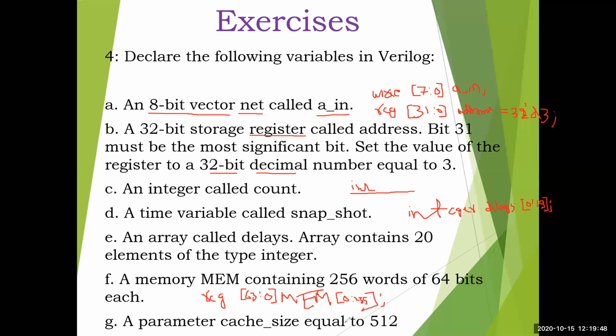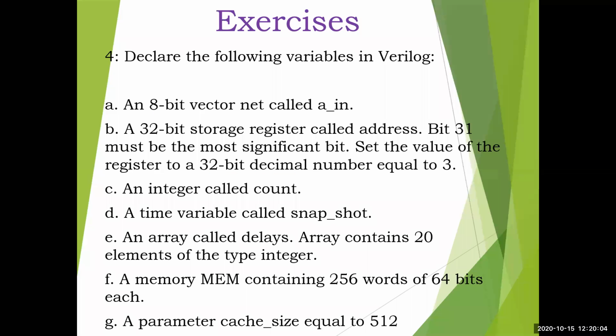Then parameter cache size equal to 512. This is also simple. Parameter is the keyword, space cache size equated to 512. Okay, so this is about how you declare different data types in Verilog. So you can verify the answers if you have done it yourself.